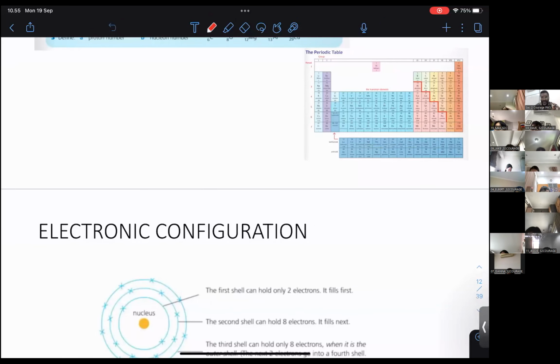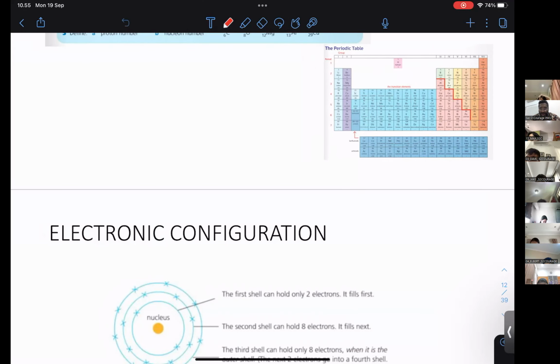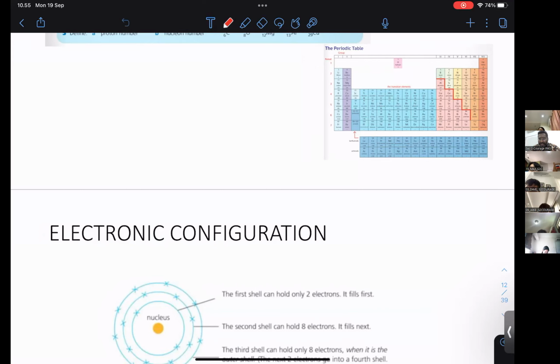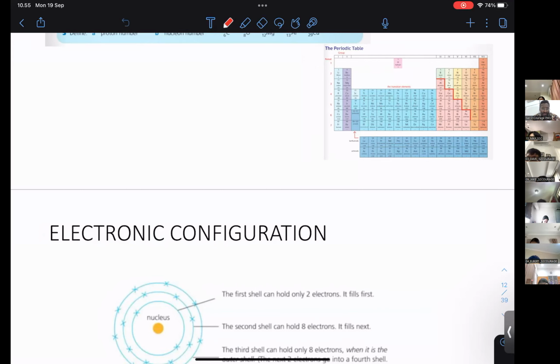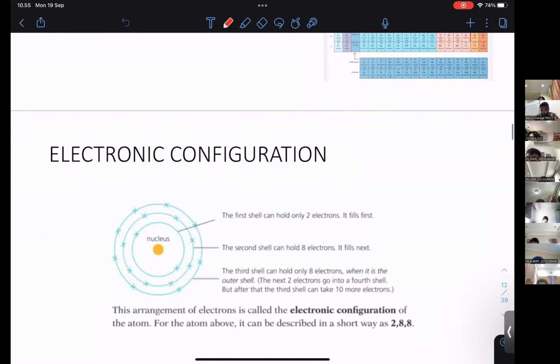This is going to be a continuation of our lesson on the atom and periodic table. When you look at the electronic configuration, it is important to note that the first shell can occupy a total of 2 electrons. And the following shell can occupy a maximum of 8 electrons.